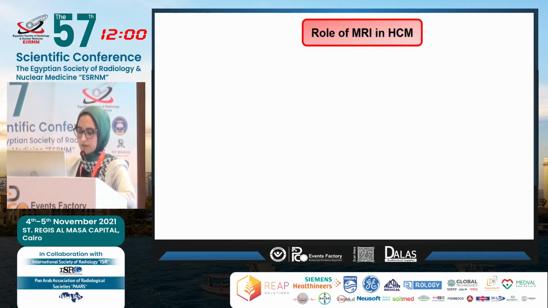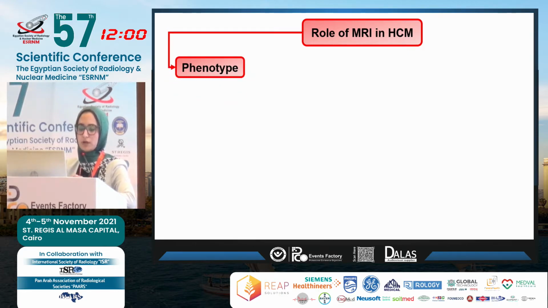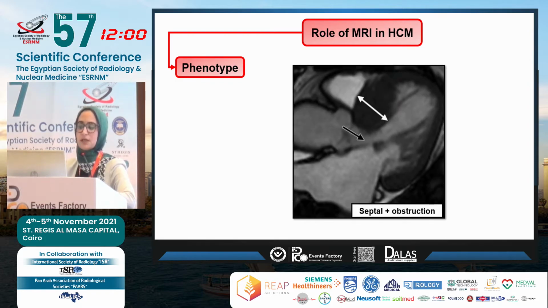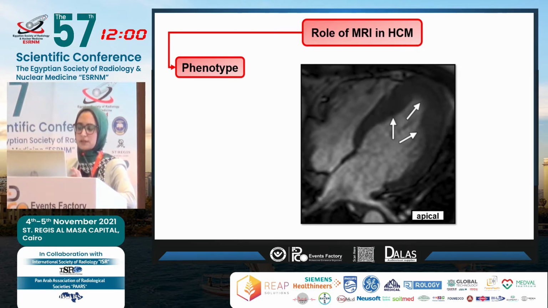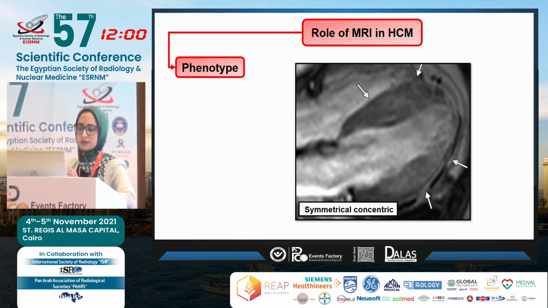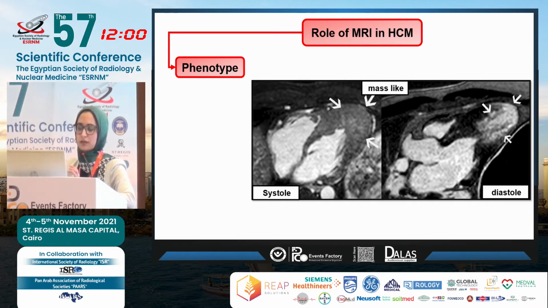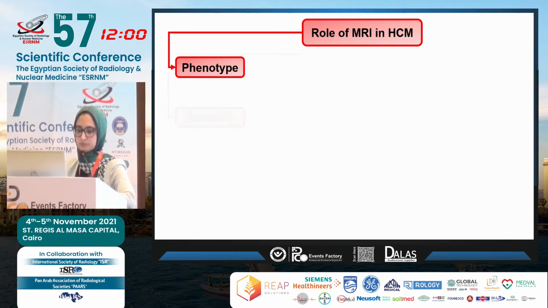In different types of cardiomyopathy, the role of MRI is very high in cases of HCM. So you need to focus on determining the phenotype of the HOCM patients, whether it's septal, which is the most common morphology, whether it's apical, whether it's global, just symmetrical, concentric, or even mass-like, where you get to differentiate actual intracardiac masses from the HOCM pattern.